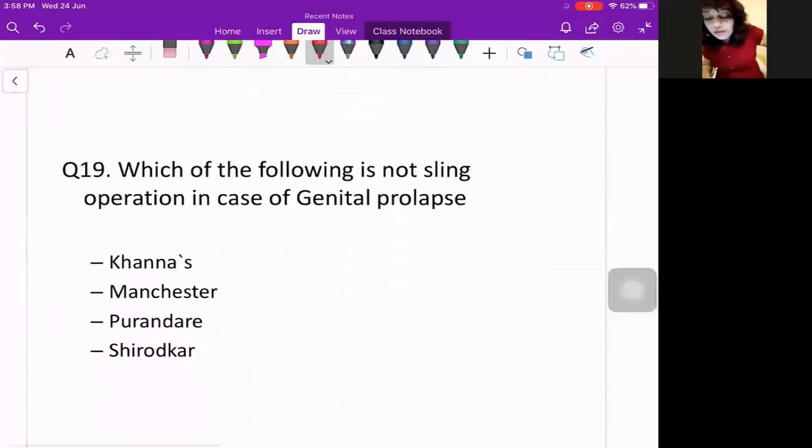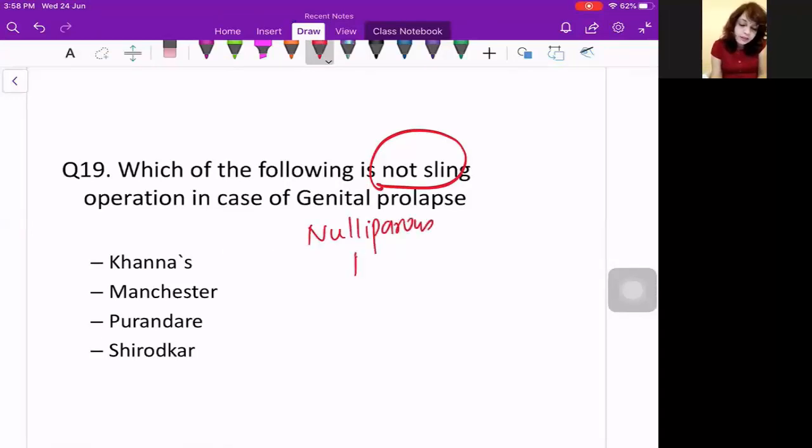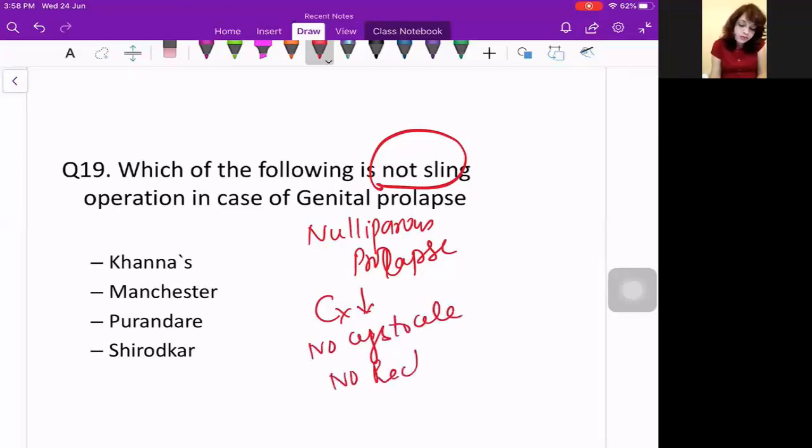Next, which of the following is not a sling operation in case of genital prolapse? Sling operation, friends, is done in case of nulliparous prolapse. Nulliparous prolapse means only cervical descent, no cystocele and no rectocele. So for sling operations, we already know that Purandare was the initial man who did this operation, so it is named after him, Purandare's abdominal sling. Then there is the Shirodkar sling operation. Shirodkar operation is different. Khanna's sling operation.